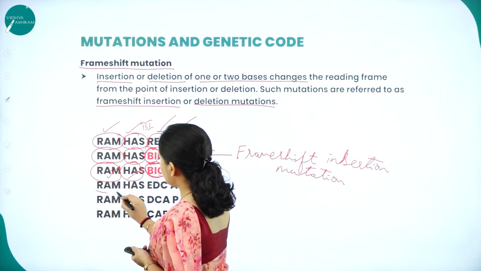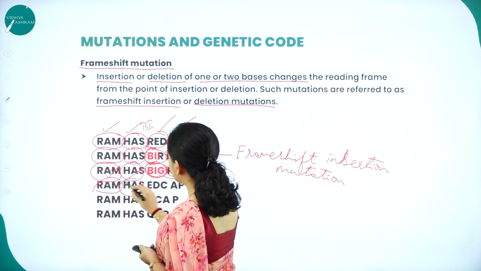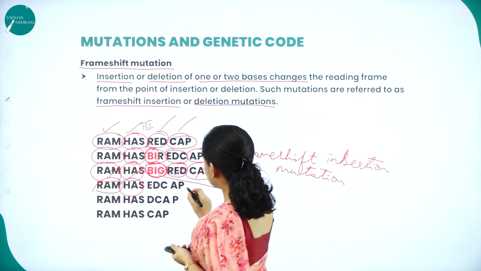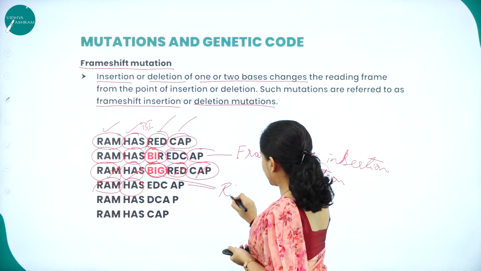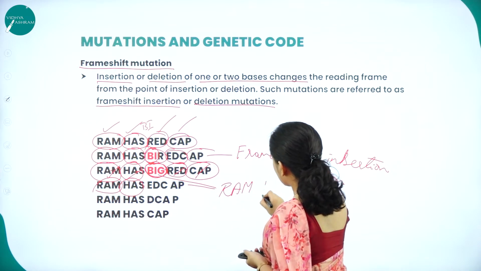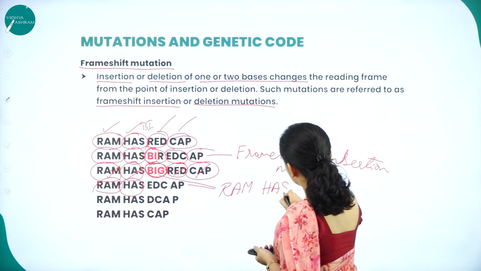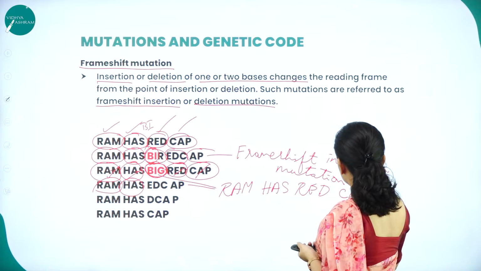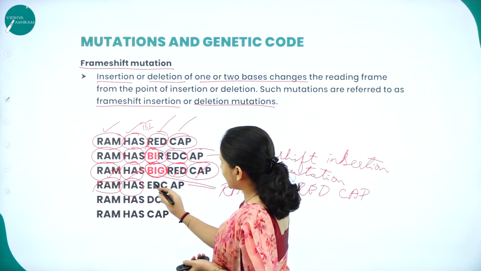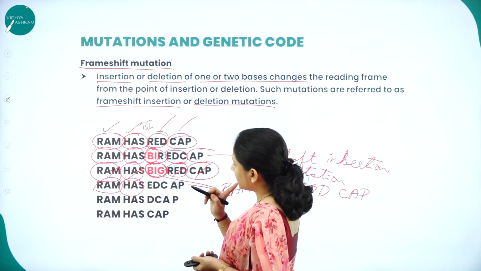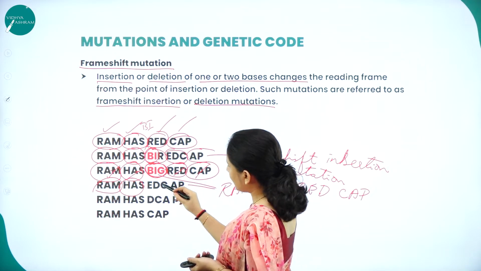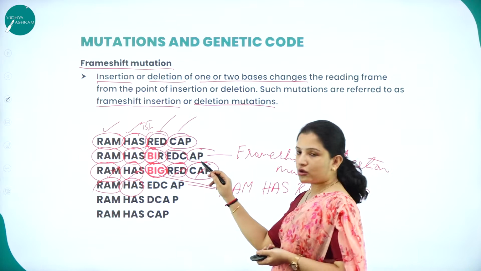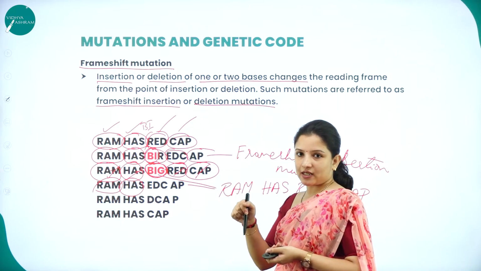So here RAM remains the same, HAS remains the same. What got deleted here? Just look at this. I'll write the normal nucleotide here: RAM, HAS, RED, CAP, right? So here RAM HAS RED CAP. Now what happened here? RAM HAS RED CAP. R got deleted here. Only deletion has taken place.